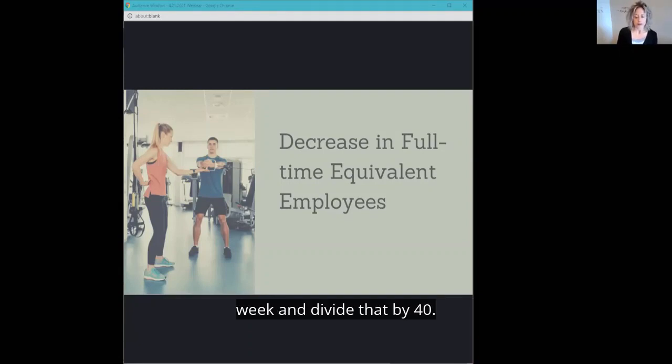The simplified method is an alternative that you can use, where you simply use 1 for each employee who works 40 hours a week, and 0.5 for employees who work fewer than 40 hours a week, whether that's 30, 32, 15, or 20. So you have those two methods to determine your FTEs, and you will need to know those in order to complete the calculations in the PPP forgiveness application.